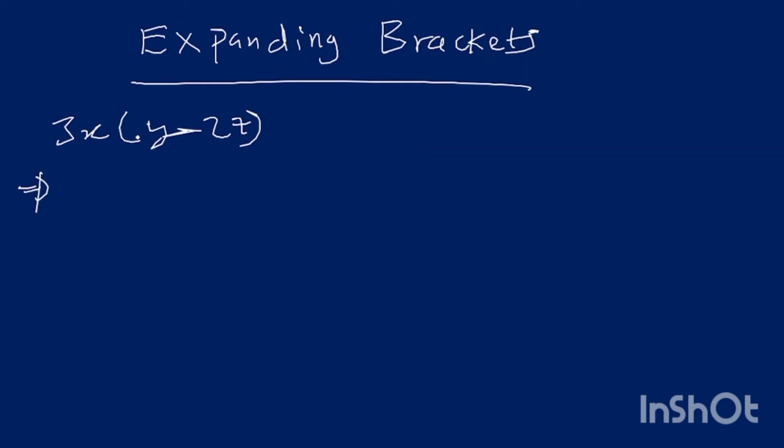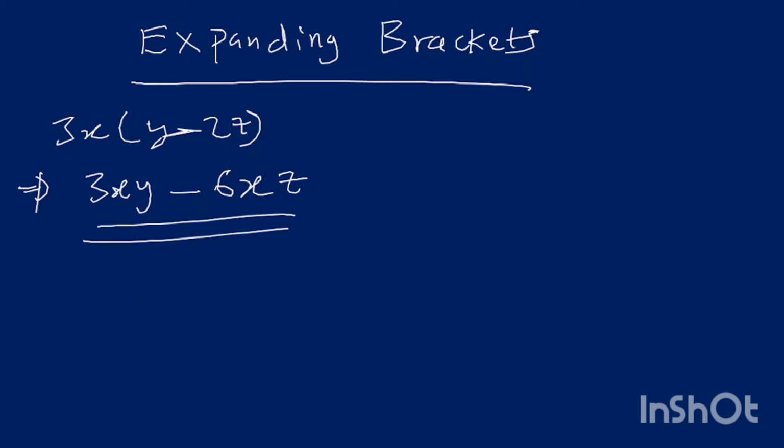It is just for me to distribute this 3x into this bracket. How do I do that? This is 3x multiplied by y. That will give me 3xy minus. This is 3x multiplied by −2z. That will give me what? Minus 6xz. So that is the answer.